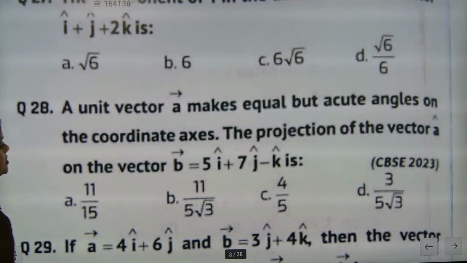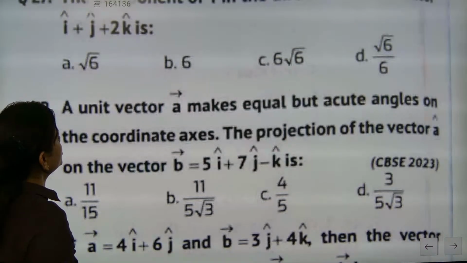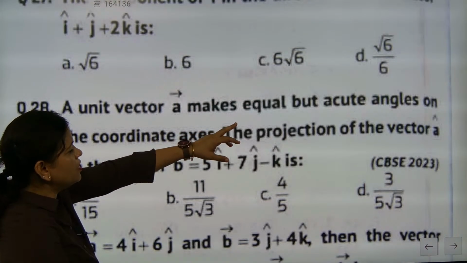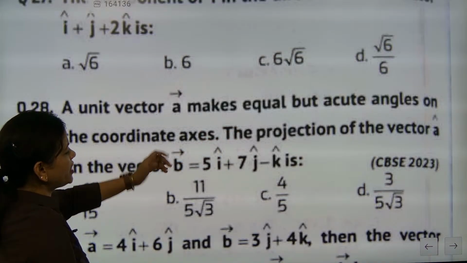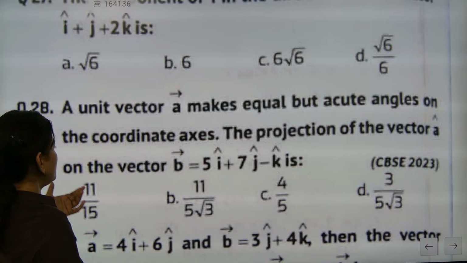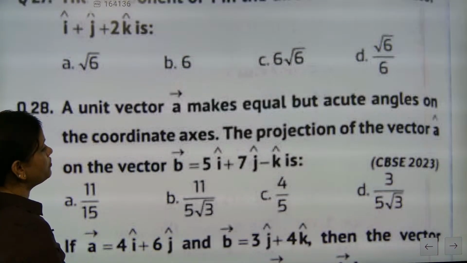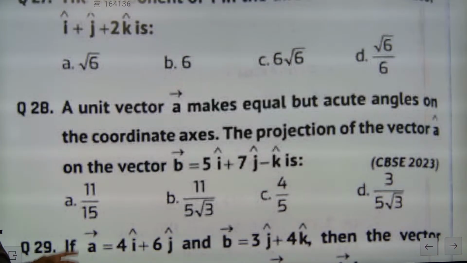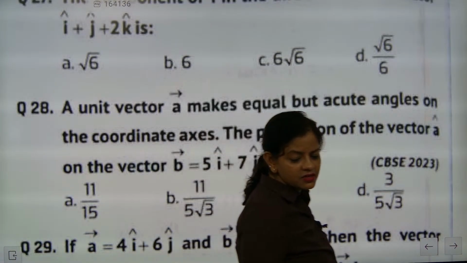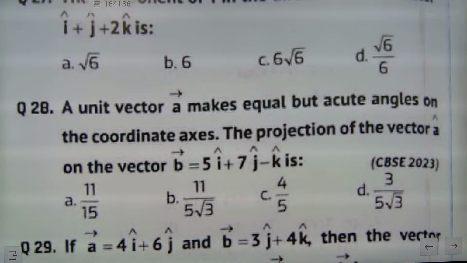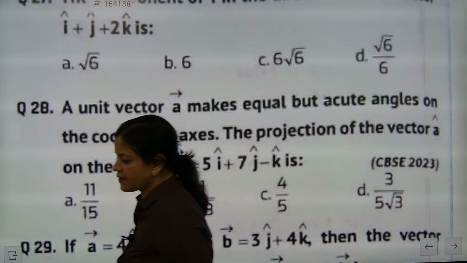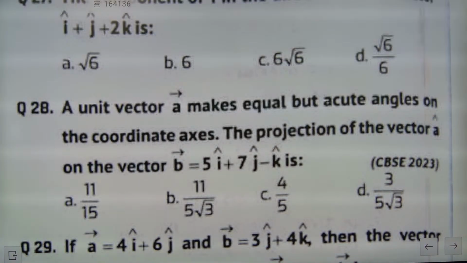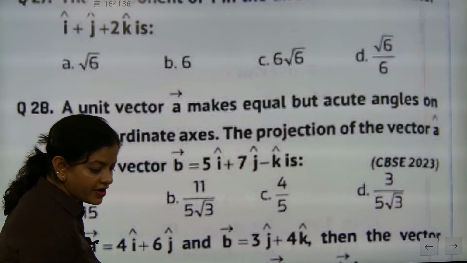Now this is a CBSE 2023 question. Please kindly check: a unit vector makes equal acute angles on the coordinate axes. The projection of a vector on this vector is... It's a very clear-cut question. CBSE 2023 question. Can anybody answer this question, please? Try this question, beta.